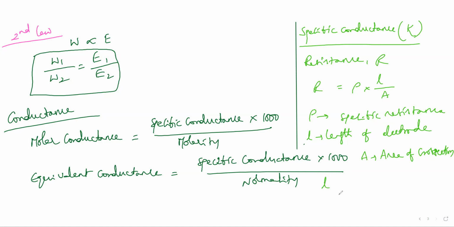This L by A is called cell constant. Then what is specific conductance? Kappa, sir, based on this.